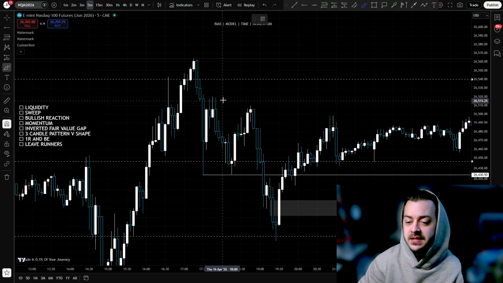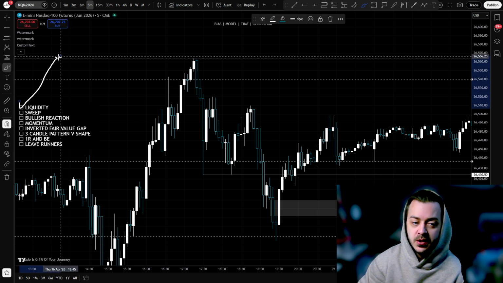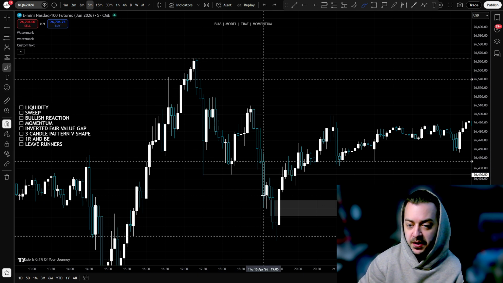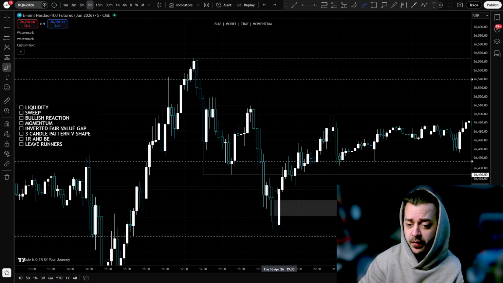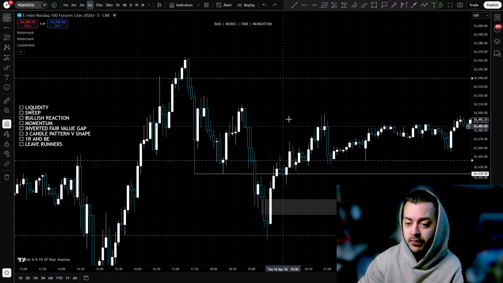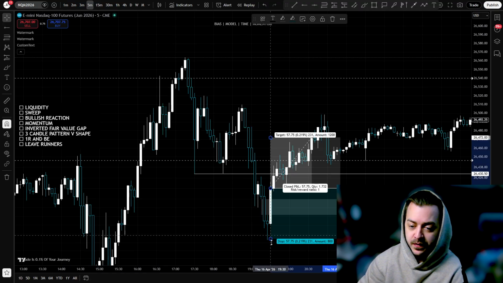Let's go through my checklist. What have we got? We've got my target, which is liquidity highs up here, the all-time high. We've got the sweep of liquidity here. We've got the bullish reaction. Really, really good 3-candle pattern V shape. Look how obvious this is. This V shape is exactly what you want to be looking for. And then we've got that really nice fair value gap that we can use for the inverse.